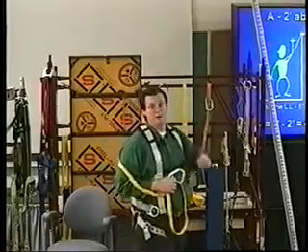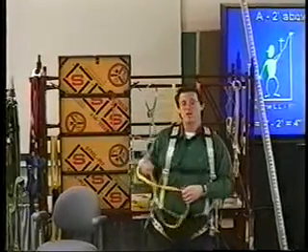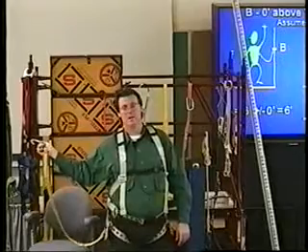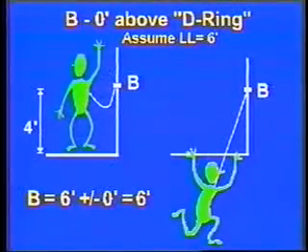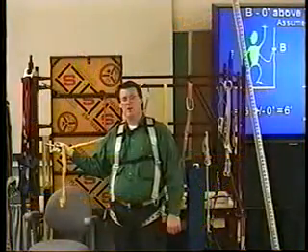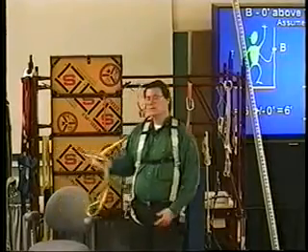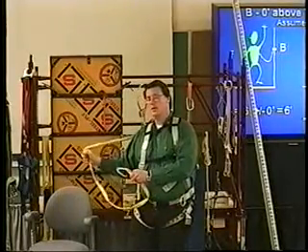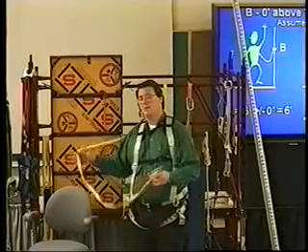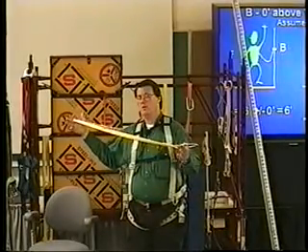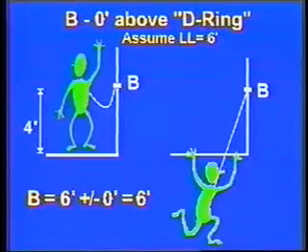Let's look at the B example. Now I'm going to tie off to a point that's even with my D-ring. So let's say I'm tying off here. Here's my D-ring. I'm at a column or something at the edge of the work surface, at the edge of the deck. I tie off even with my D-ring. Now what's my fall distance? Well, since the anchor point is even with the D-ring, I'm going to fall the length of the lanyard. In this case, a 6-foot lanyard will equal a 6-foot free fall.